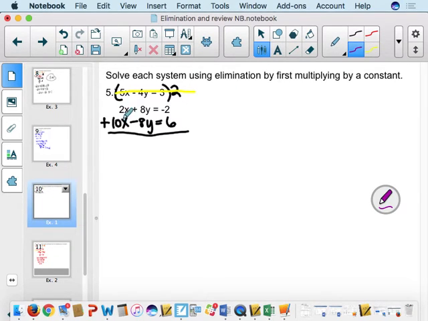So 2 plus 10 make 12x. 8 and negative 8 eliminate like we wanted. And negative 2 plus 6 is 4. And we're going to divide by 12. So what is 4 over 12 reduced to? Close. 1/3. Yep. We do have a fraction here, which is totally fine.